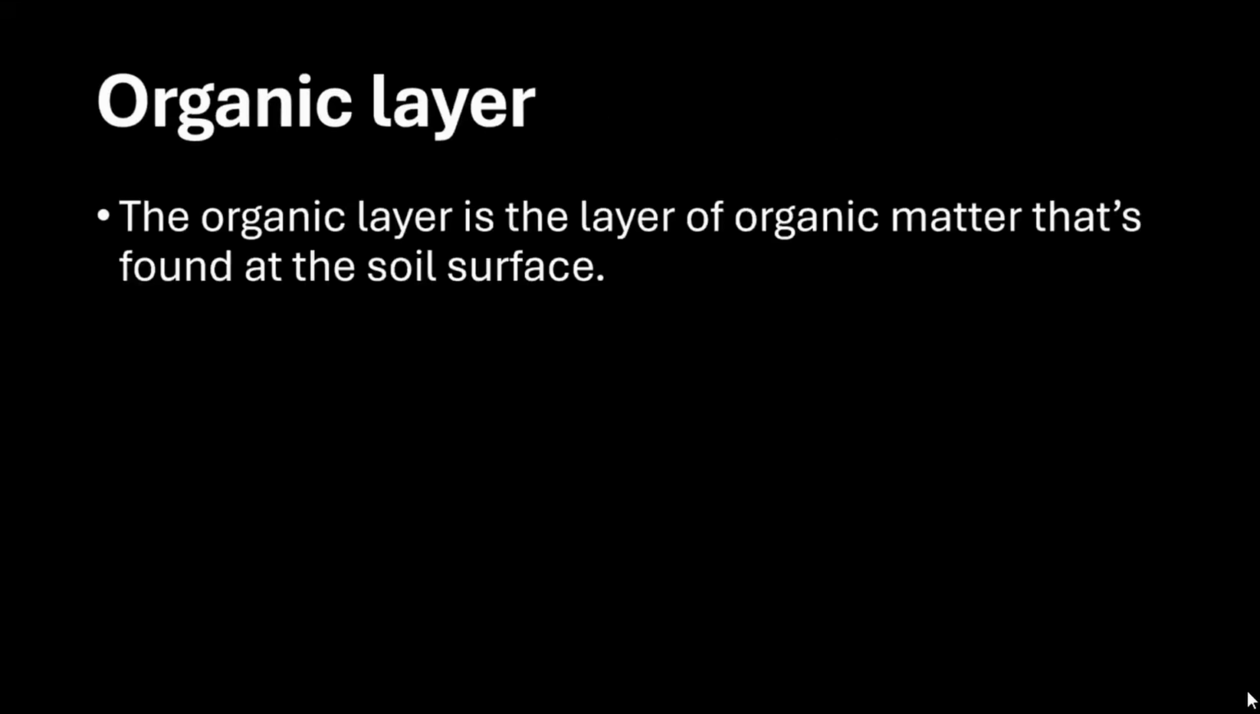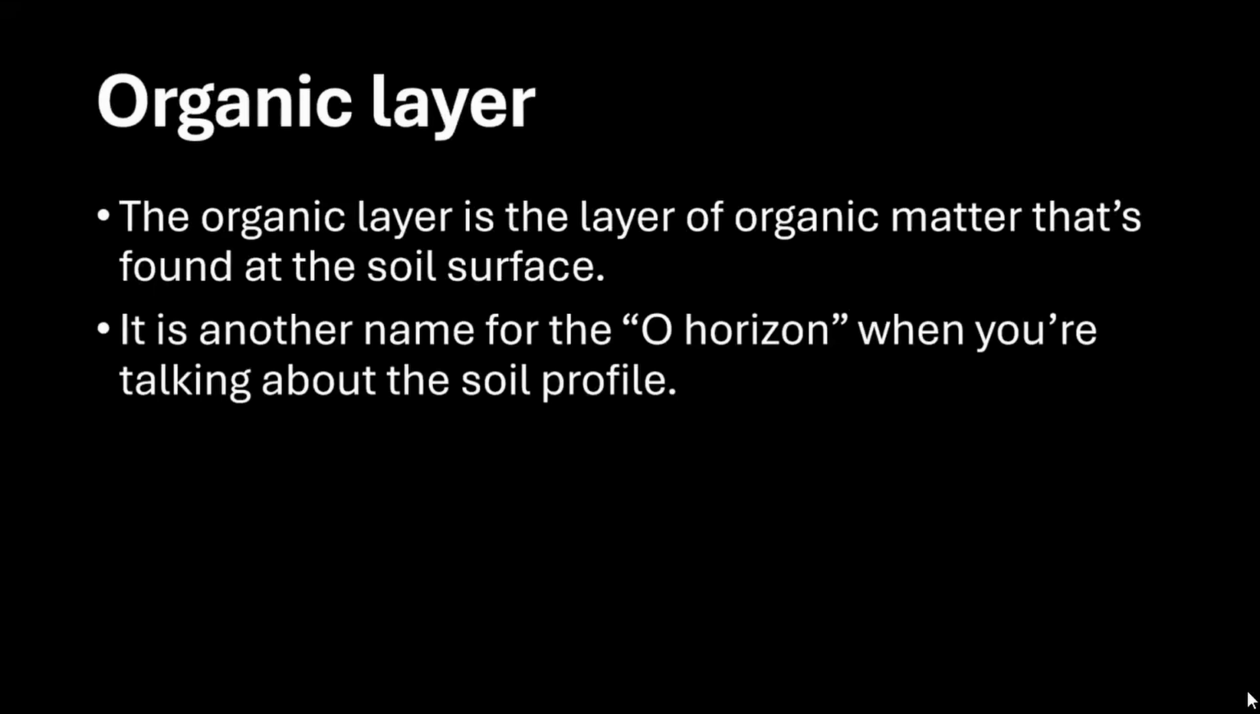Organic layer. The organic layer is a layer of organic matter that's found at the soil surface. It is another name for the O horizon when you're talking about the soil profile.